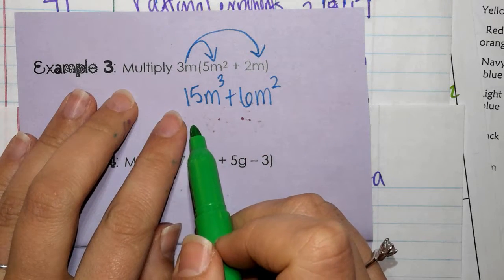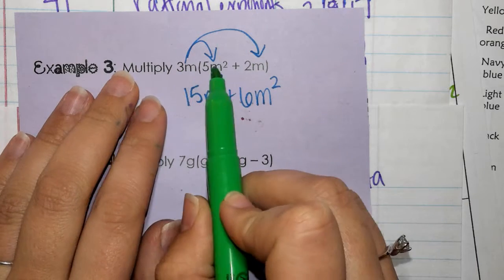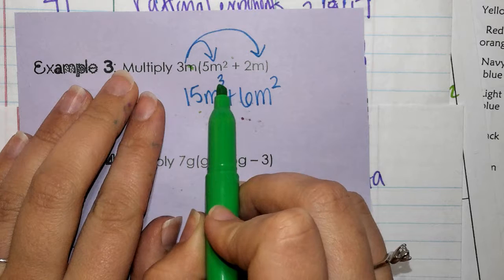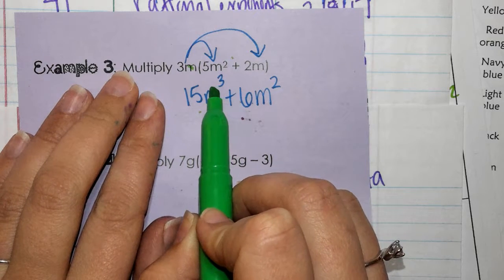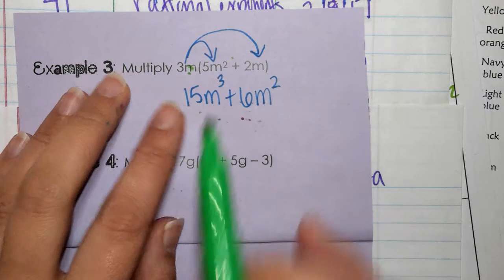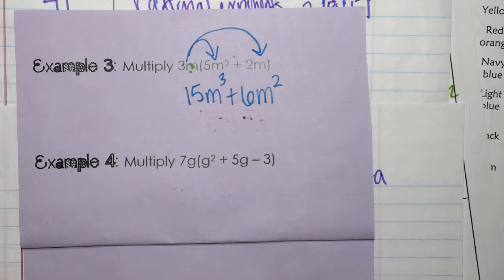Alright, so 3m times 5m squared. You do 3 times 5 and you get 15. 1 plus 2 gives us 3. Does everybody see where we got that? Now we're going to do 3 times 2 and get 6. 1 plus 1 and get 2. Can you guys try example 4 without me?